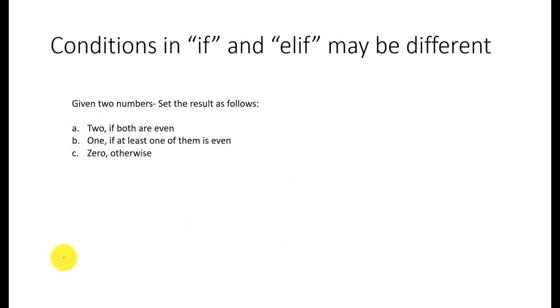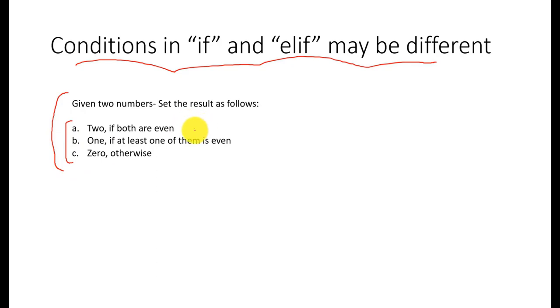The variables in these statements, in these conditions, need not be the same. And this is what we are mentioning here, that the conditions in if and elif may be different. They need not be the same. Let's try to understand through an example. Suppose we are given two numbers and we need to write a program which sets the result something like this. If both the given numbers are even, then the result should be 2.